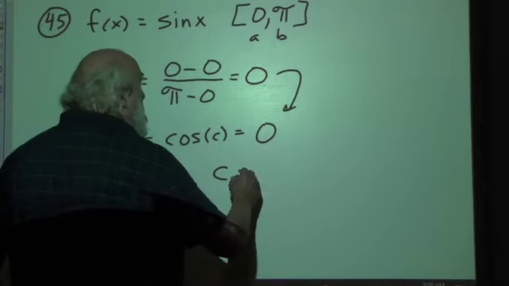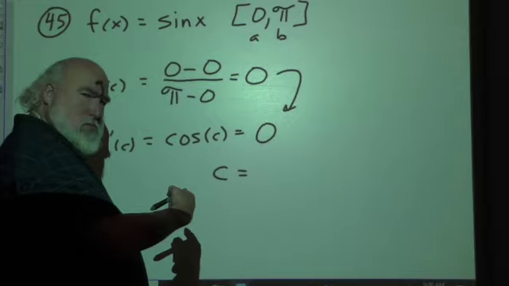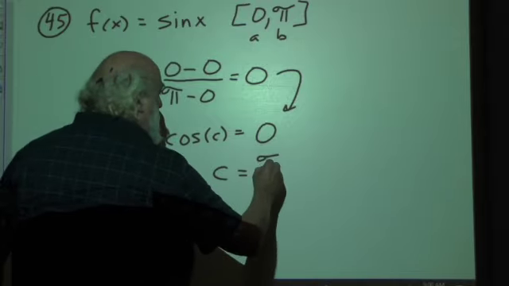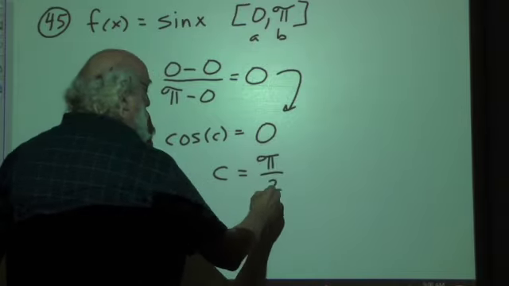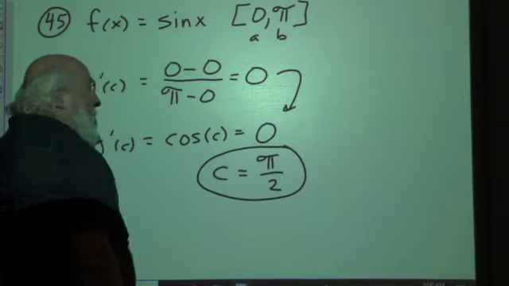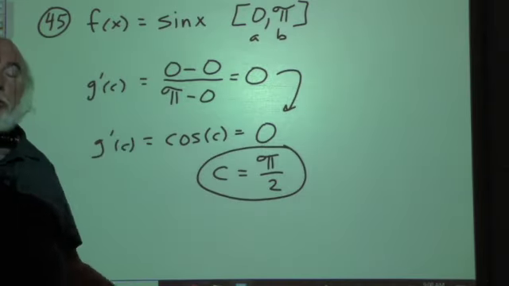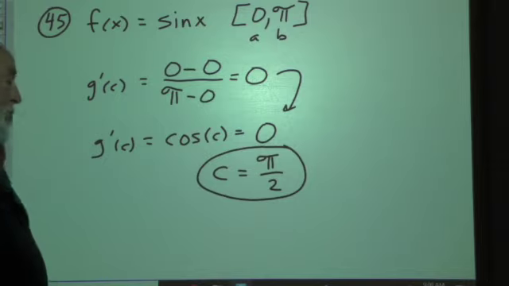So see here, pi over 2. There's your answer. And that's how you use the mean value theorem.